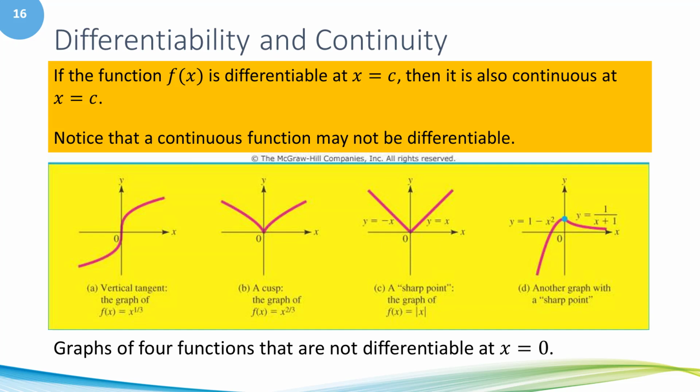And for the final topic in this video, it is the relation between differentiability and continuity. If a function f is differentiable at x = c, then it is also continuous at x = c. But it is not always true the other way around. For example, here are 4 functions which are continuous at 0, but they are not differentiable at 0.